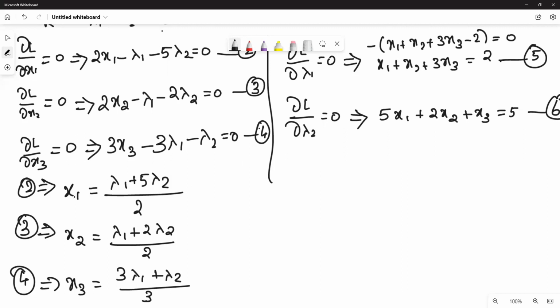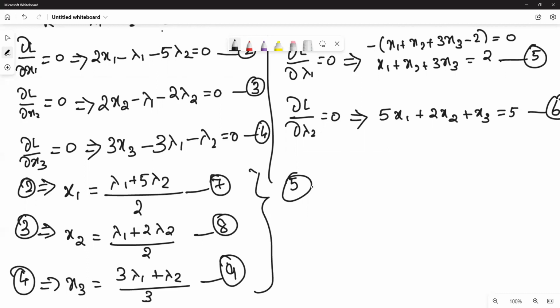So I am going to substitute these x1, x2, x3 values in 5 and 6. So I have to use these equations alone to get the unknowns. So from 2, 3, 4, I have got x1, x2, x3. Now I am going to substitute these in 5. Mark them as equation numbers 7, 8 and 9. So use 7, 8, 9 in 5. So 5 becomes x1 plus x2 plus 3x3. For all x1, x2, x3, I have denominators. I'm going to take it common.